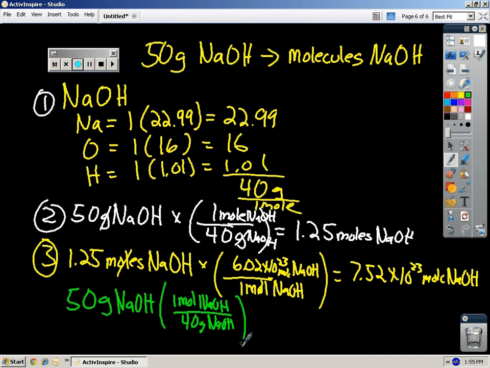But instead of calculating at this point the number of moles, you can keep going on. You can say, okay, I'm going to do my next conversion. 6.02 times 10 to the 23rd molecules of NaOH over 1 mole of NaOH. Oh, shoot, there's our bell. Multiplying these things, and you will get the same answer.